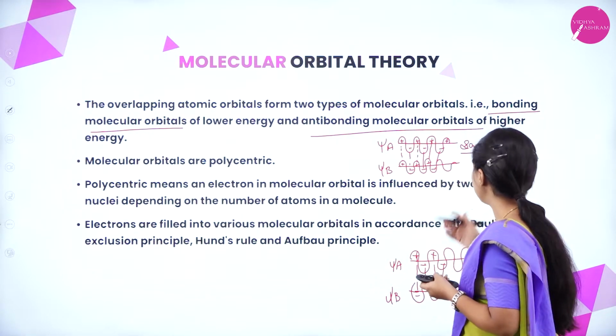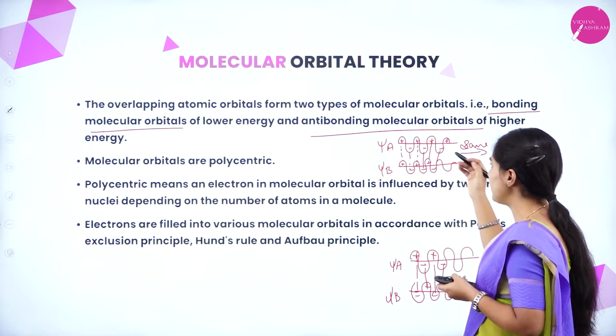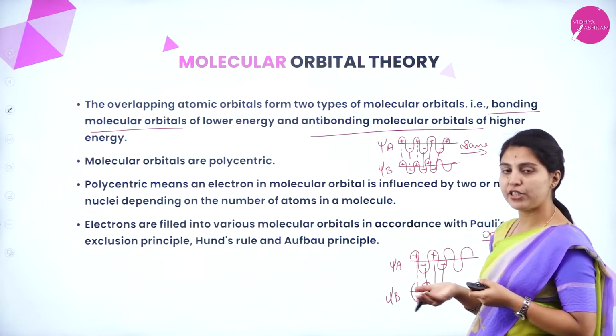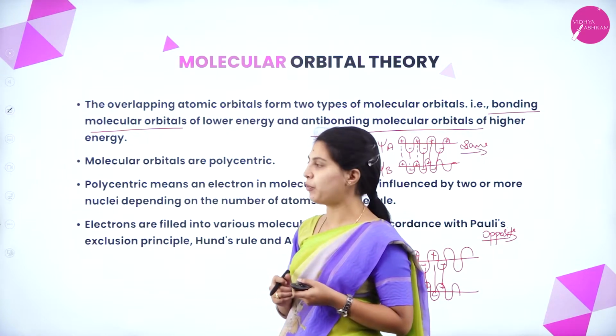Okay, this is the bonding molecular orbital, this is the anti-bonding molecular orbital. This will be having more attraction, this will be having less attraction, which means the repulsion will be more. This is the meaning of the first point.